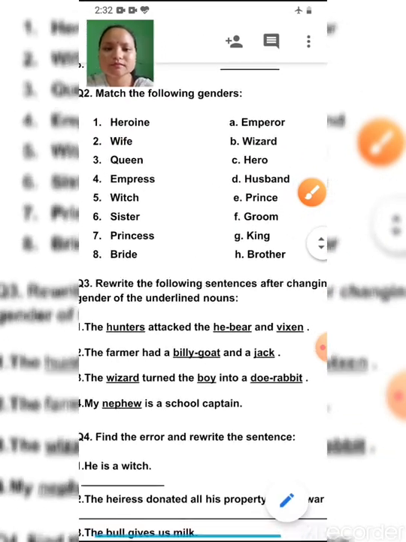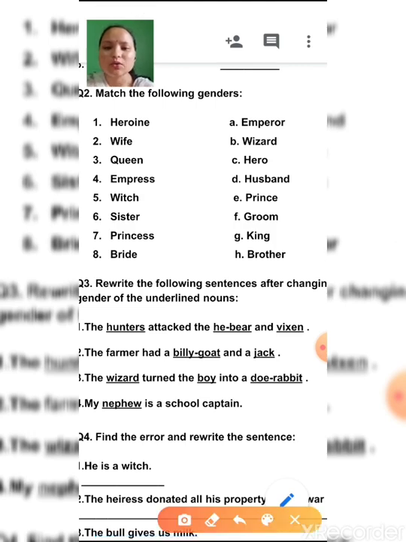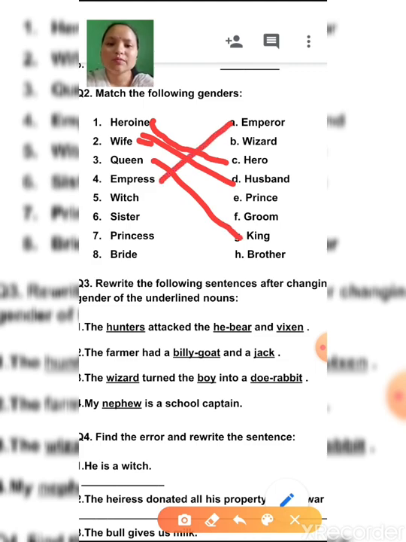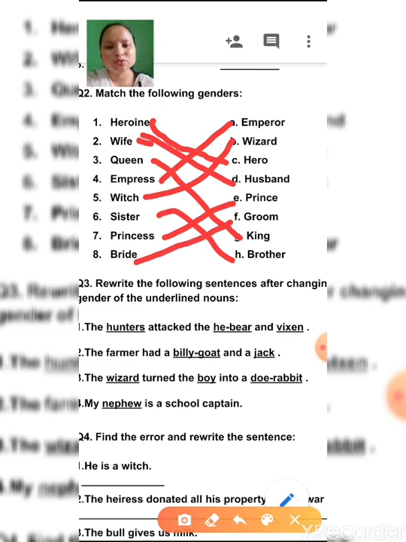First is heroine. Heroine is feminine, male will be hero, masculine will be hero. Wife, masculine will be husband. Queen, king. Empress, emperor. Witch, wizard. Sister, brother. Princess, prince. Bride, groom.